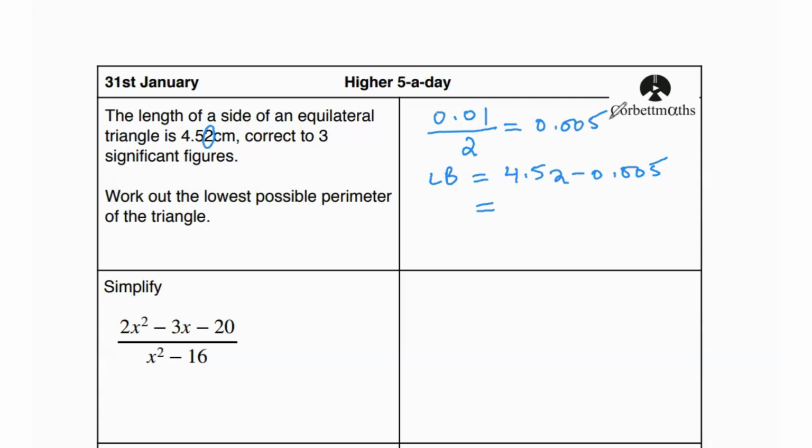So 4.52 minus 0.005, that is 4.515 centimeters. Now for the perimeter, we do 3 times 4.515, which is going to give us a value of 13.545 centimeters. That's the answer.